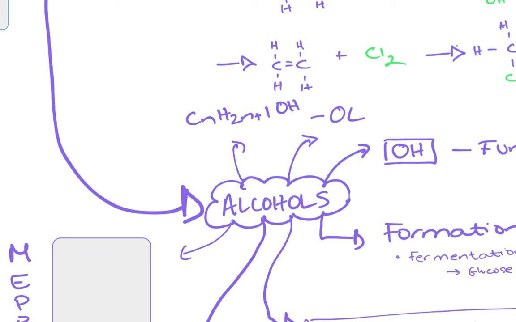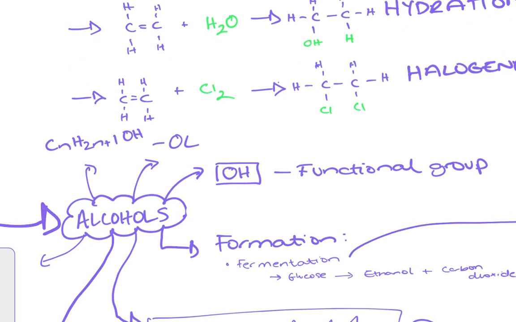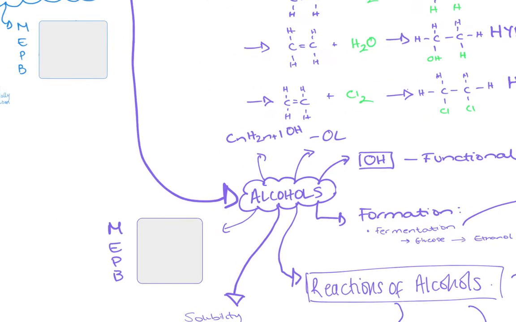We name alcohols with the ol at the end. So an alcohol that has 1 carbon would be methanol. Now, the functional group of the alcohol is OH, okay? And that's what makes it an alcohol. So if you see OH there, then that is an alcohol. And those are all the key points there.